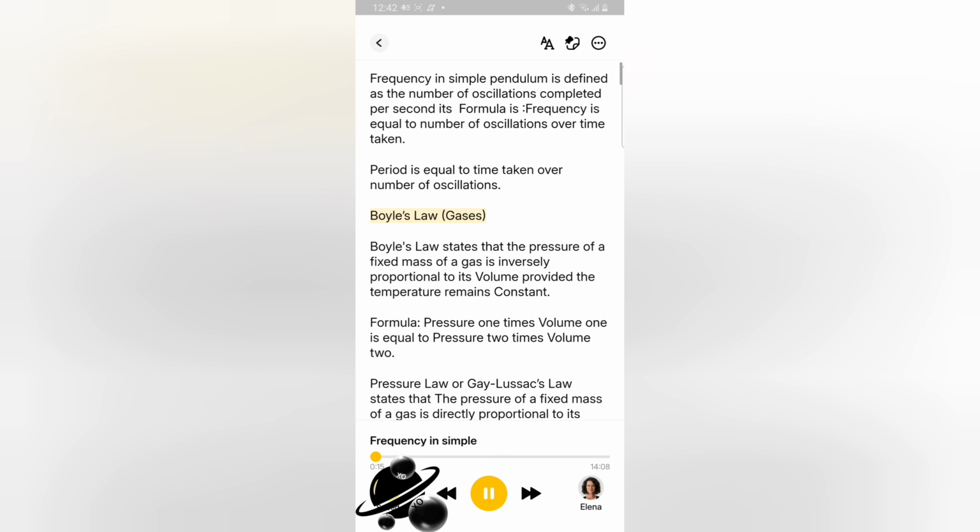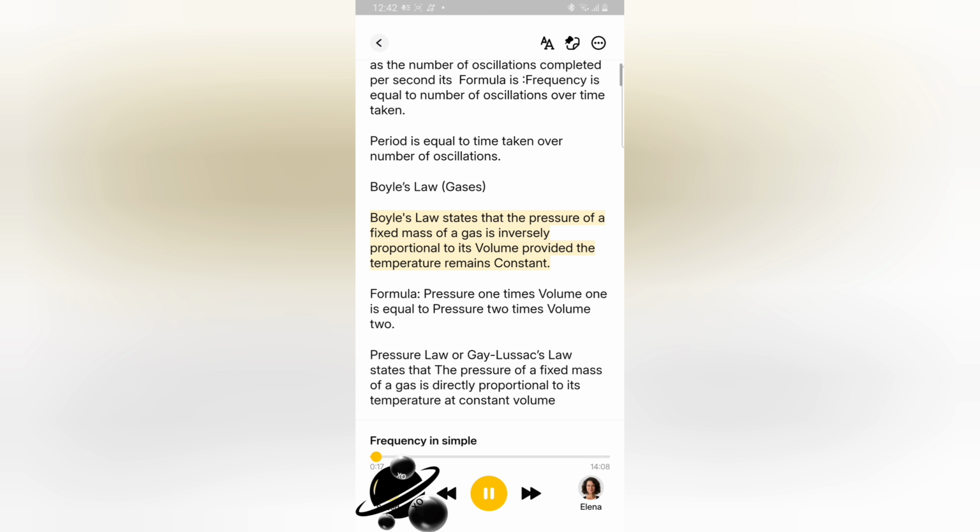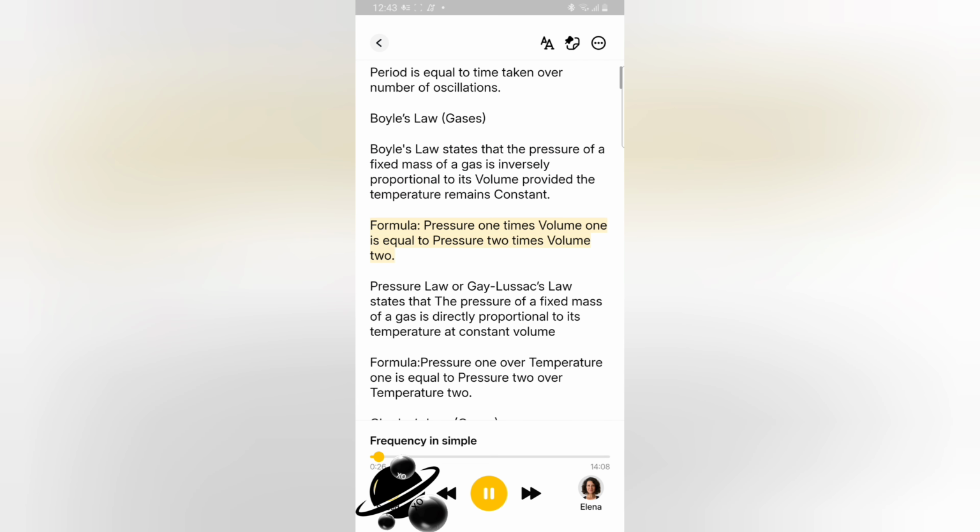Boyle's law, gases. Boyle's law states that the pressure of a fixed mass of a gas is inversely proportional to its volume, provided the temperature remains constant. Formula: pressure 1 times volume 1 is equal to pressure 2 times volume 2.